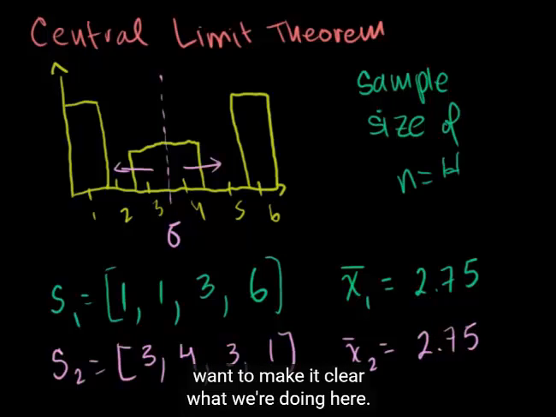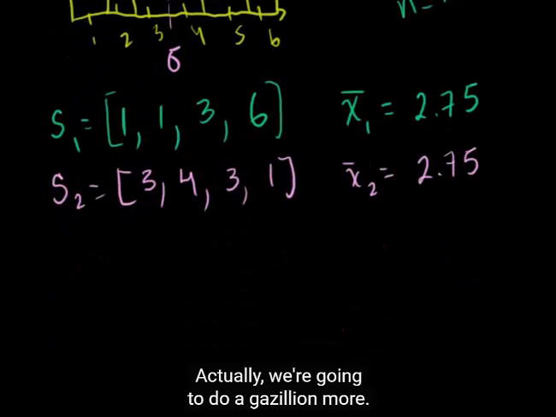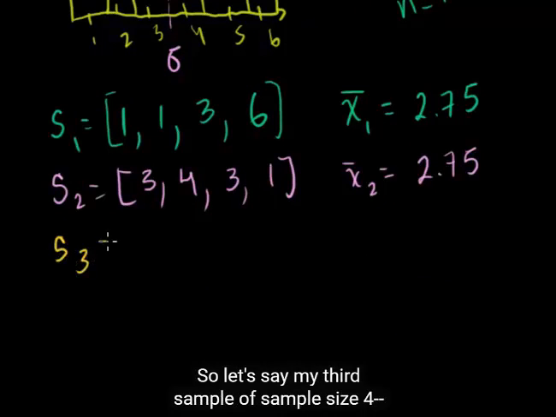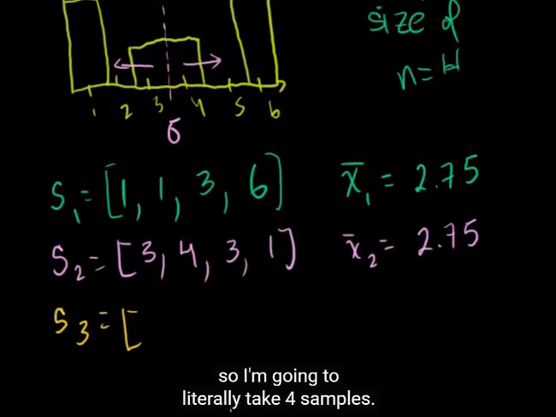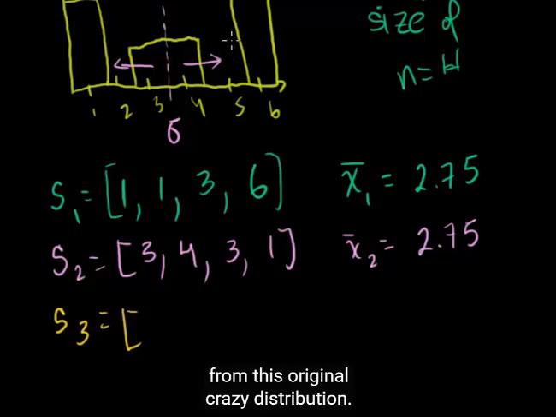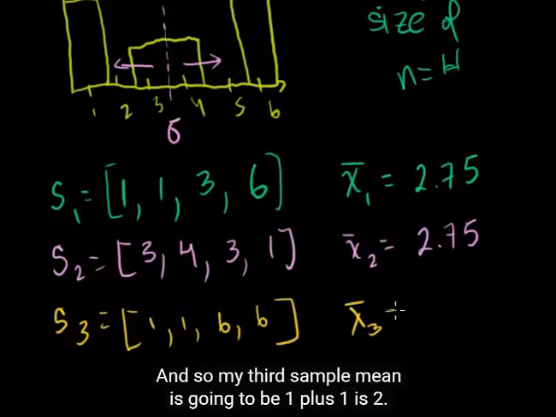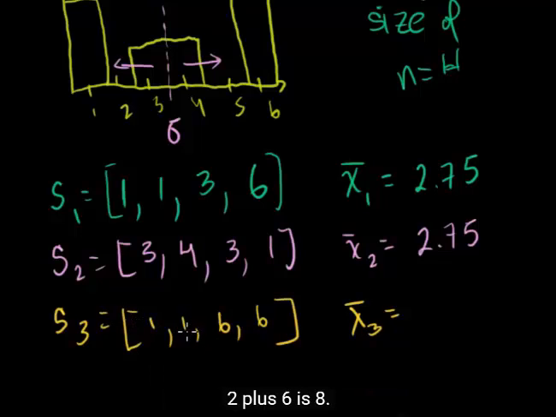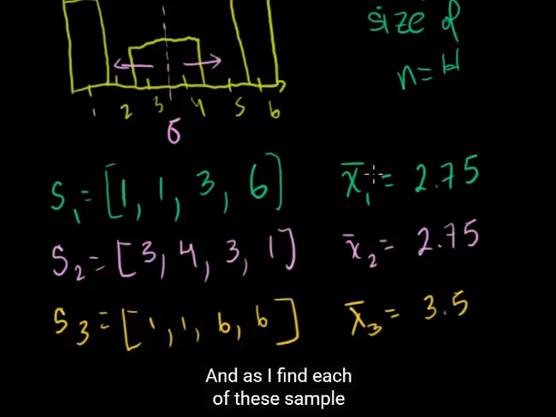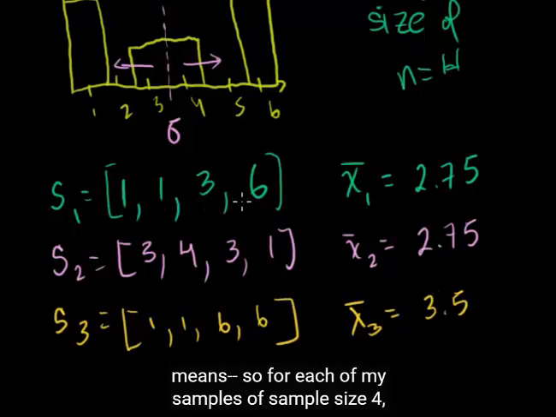Let me do one more because I really want to make it clear what we're doing here. Actually, we're going to do a gazillion more, but let me just do one more in detail. So let's say my third sample of sample size 4, so I'm going to literally take 4 samples. So my sample is made up of 4 samples from this original crazy distribution. Let's say I get a 1, and a 6, and a 6. And so my third sample mean is going to be 1 plus 1 is 2, 2 plus 6 is 8, 8 plus 6 is 14, 14 divided by 4 is what? 3.5.